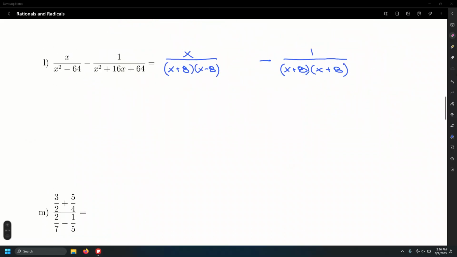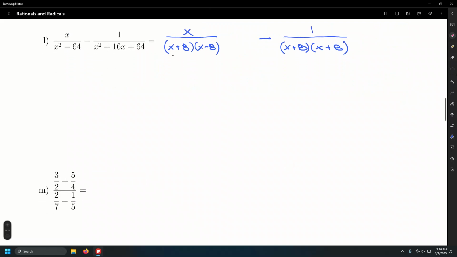However, in this case, after factoring this, notice that we only have 1 x plus 8 here, and here we have 2 x plus 8. So we need to have the same number of factors. If this denominator has 2 of them, make sure to have 2 on the other one as well. Now, did you notice this x minus 8 is missing in the second fraction?